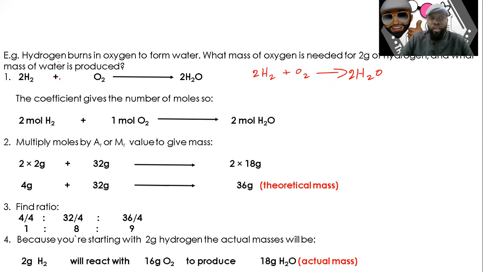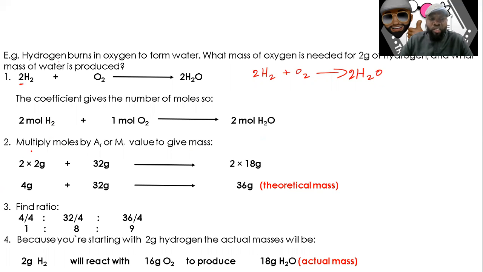Now what can I ascertain from this equation? Well, I can tell that 2 moles of hydrogen molecule is reacting with 1 mole of oxygen molecule to produce 2 moles of water molecules. And that's what I've written there: 2 moles of hydrogen molecule react with 1 mole of oxygen molecule to produce 2 moles of water molecules.